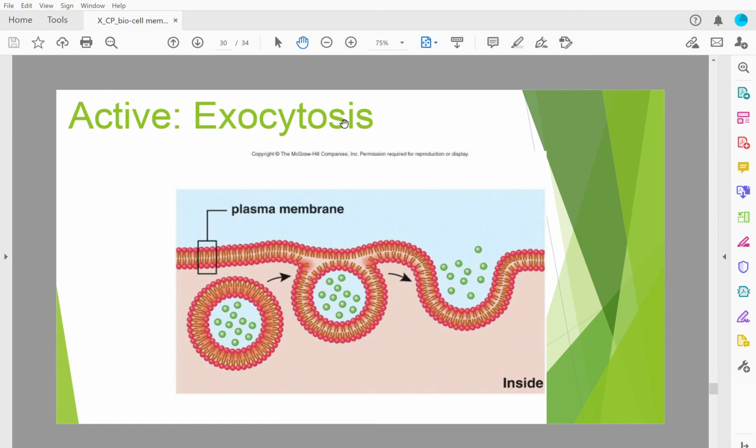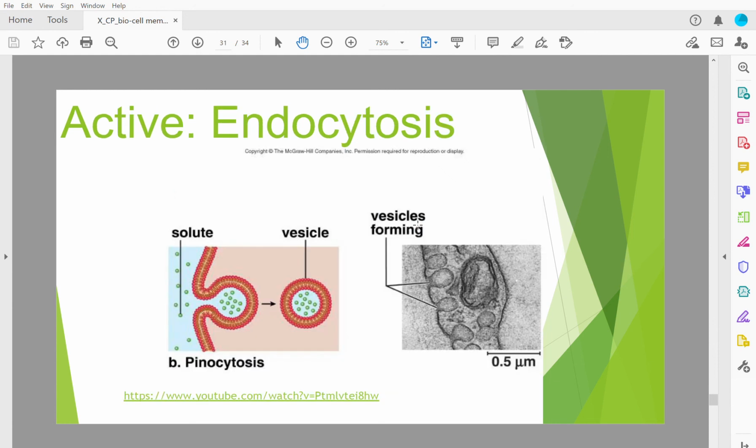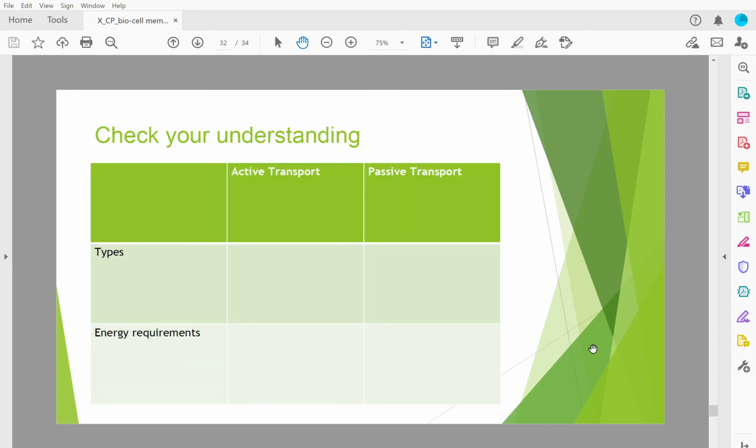Here's an example of looking at exocytosis. So it's going to surround it, bring it to the surface of the cell, and then release it, taking it outside the cell. Here is endocytosis. It's going to take and wrap around it, and then engulf it and bring it inside the cell. And this is also called pinocytosis. You can watch a video at the bottom as well.